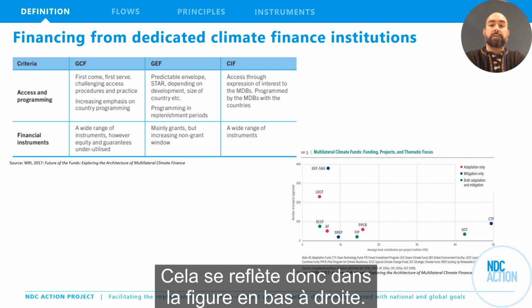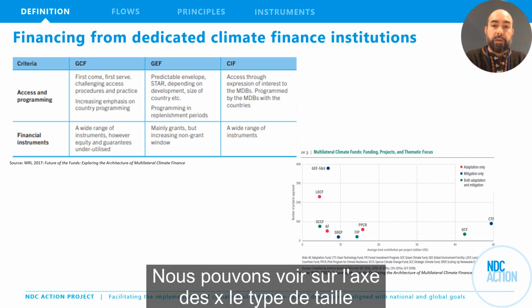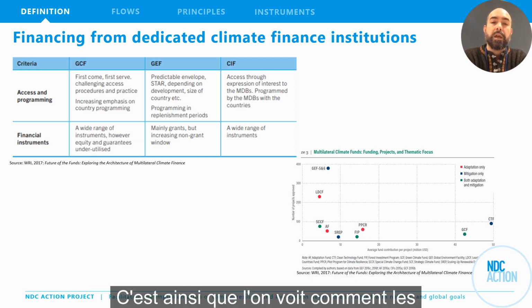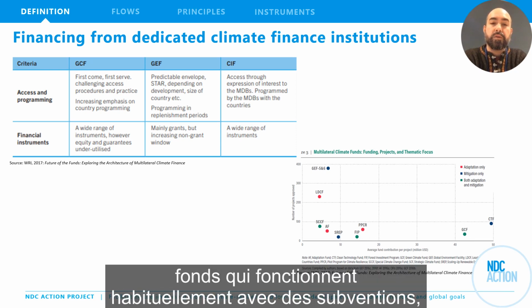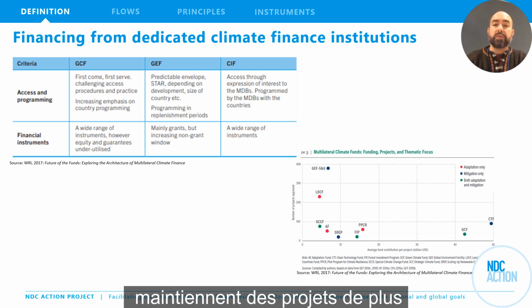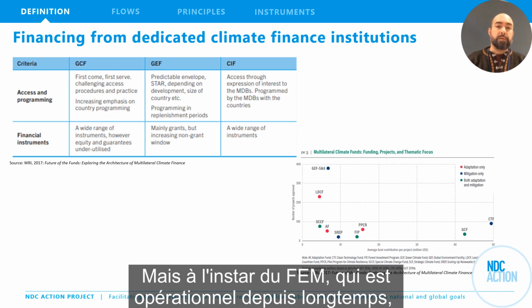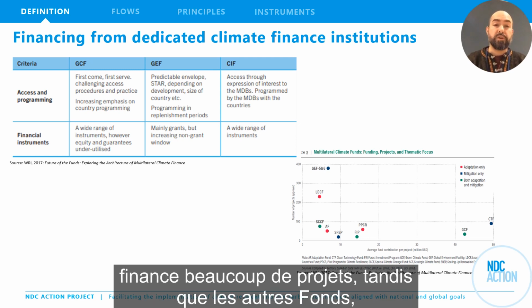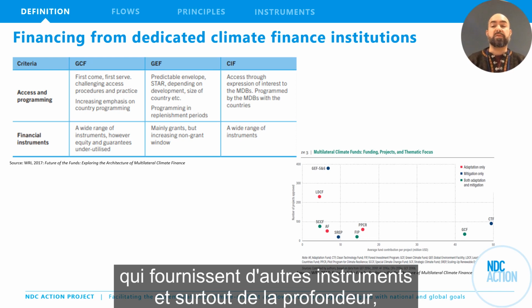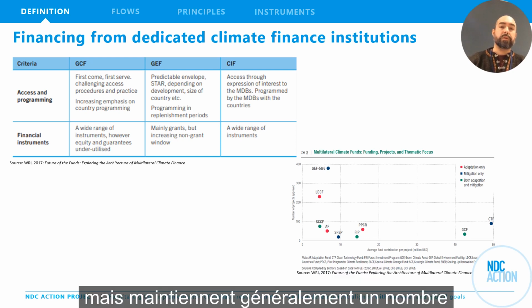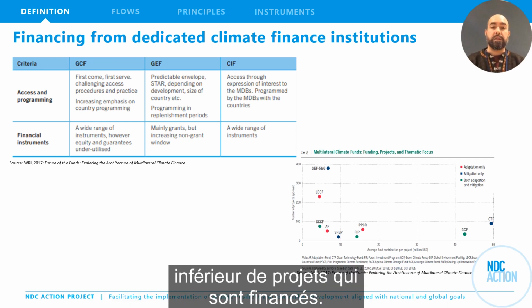So this is reflected in the figure to the bottom right. We can see on the x-axis the size of the investment, and on the y-axis the number of projects. And this basically says how the funds that usually operate with grants maintain smaller size projects in terms of funding volume, like the GEF, which has been operational for a long time and finances a lot of projects, while the other funds, which provide other instruments and especially debt, are able to finance larger projects in terms of funding volume, but usually maintain a lower number of projects that are then financed.